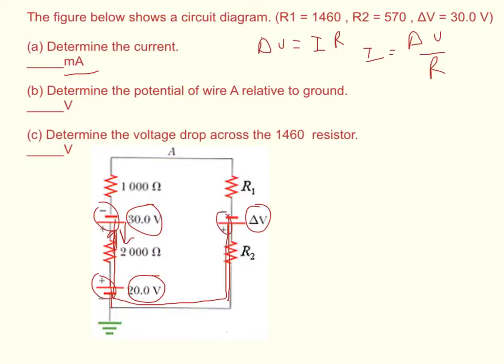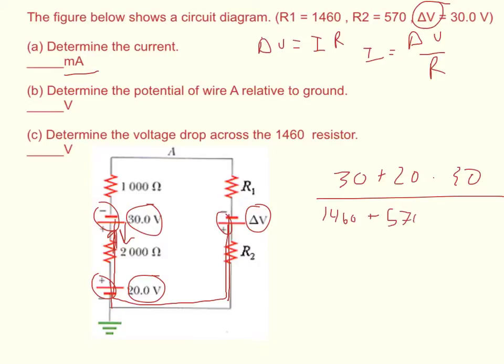So I'm going to add the first two. That means I have 30 plus 20 minus 30, divided by R. Well, what is R? It's the equivalent resistor. Since they're all in series, I can just add them all. The equivalent resistor would be 1460 plus 570 plus 2000 plus 1000.